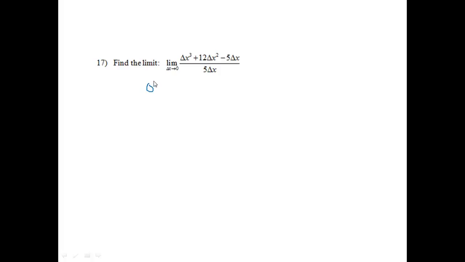So we'll get 0 cubed plus 12 times 0 squared, minus 5 times 0, all over 5 times 0. Sorry, I'm using a mouse here instead of a pen, so be patient with me, please. And notice when I'm doing that, I end up getting 0 over 0.